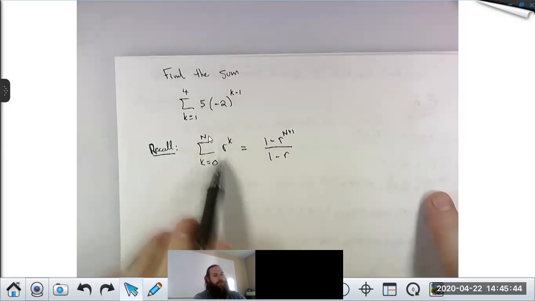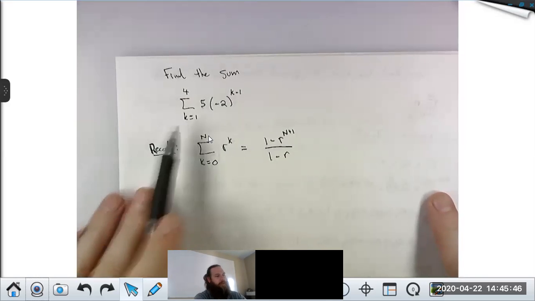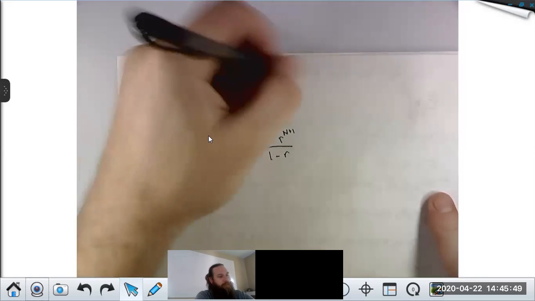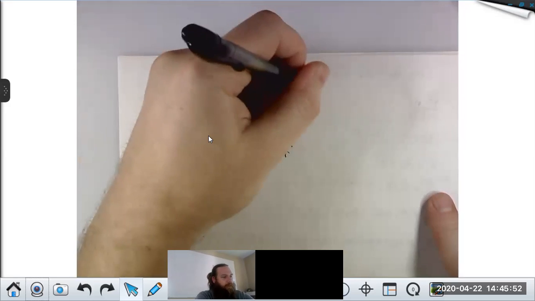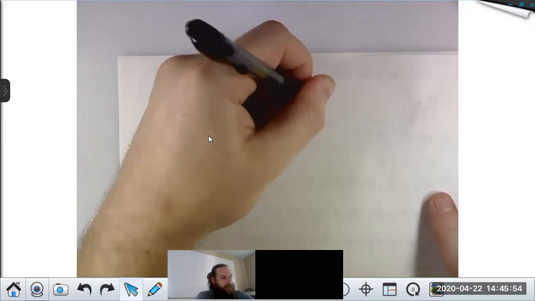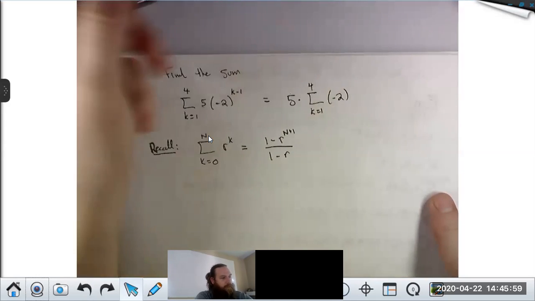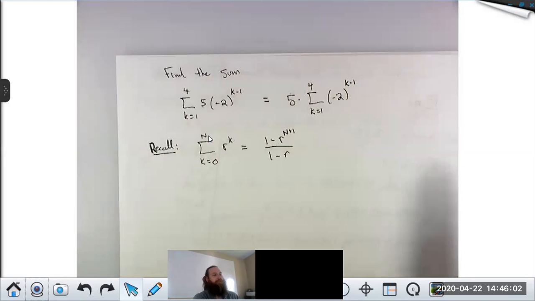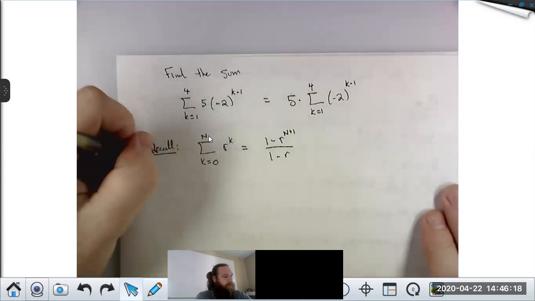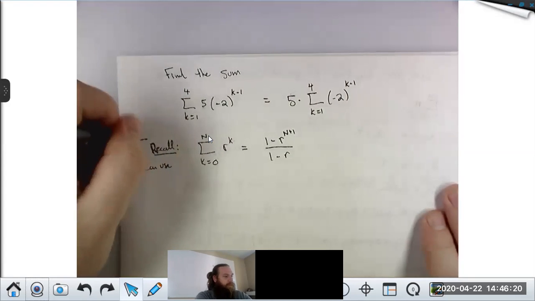Now there's some differences between what our formula looks like and what this looks like. First, there's that 5, but that's not a problem because we know constants can come out. So then what's left is the sum K equals 1 to 4, negative 2 to the K minus 1. Honestly, this sum is so small, I might be inclined to not even use this formula. I might be inclined to just write the thing out. But let's do it both ways. I think it'll probably be faster here to write the thing out. So we can use this, but we don't need to.